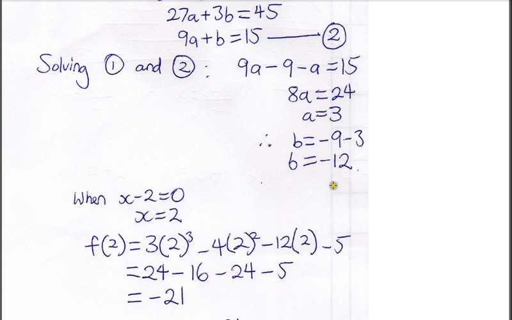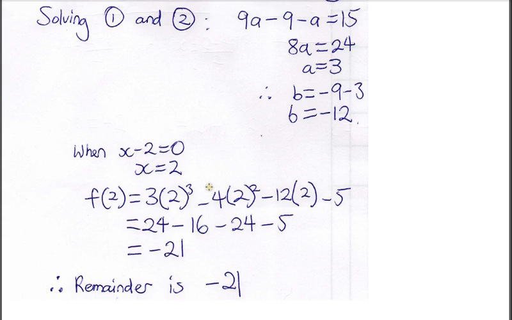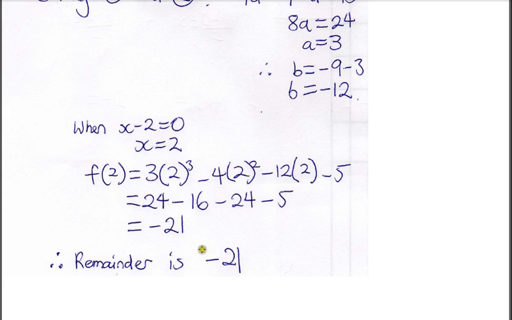So now we want to find out the remainder when the function is divided by x minus 2. So we substitute the values of a and b and the value x equals 2 into the function to obtain the remainder. That's because x minus 2 equals 0 and x will equal 2. As you can see here, we substitute the values that we have found earlier. We obtain the value of negative 21. And according to the remainder theorem, the remainder is negative 21. And that's your answer for the first part.